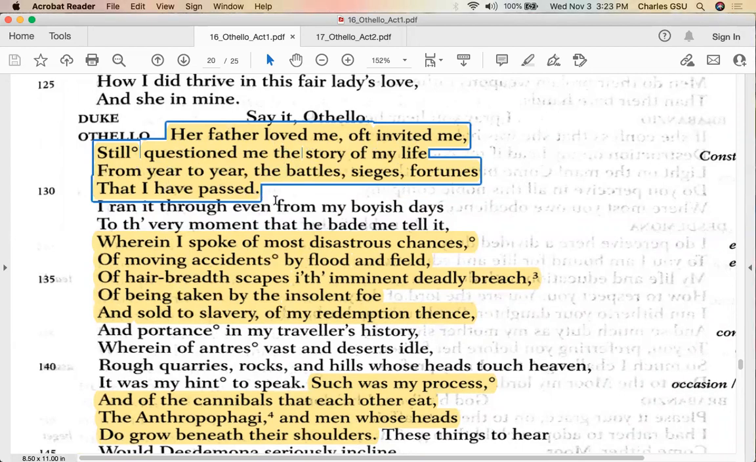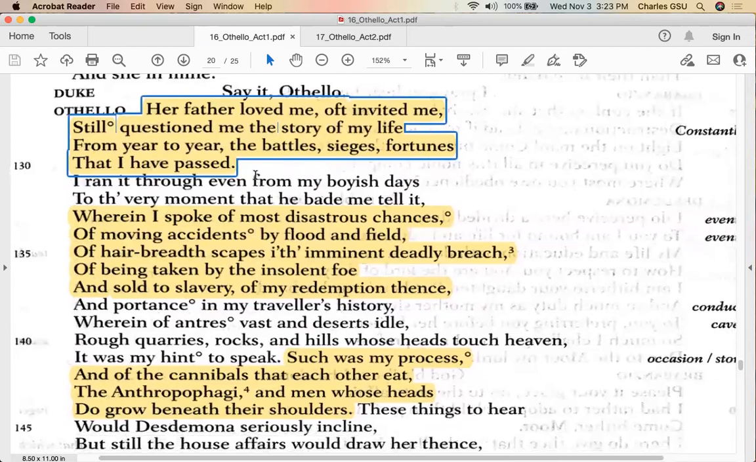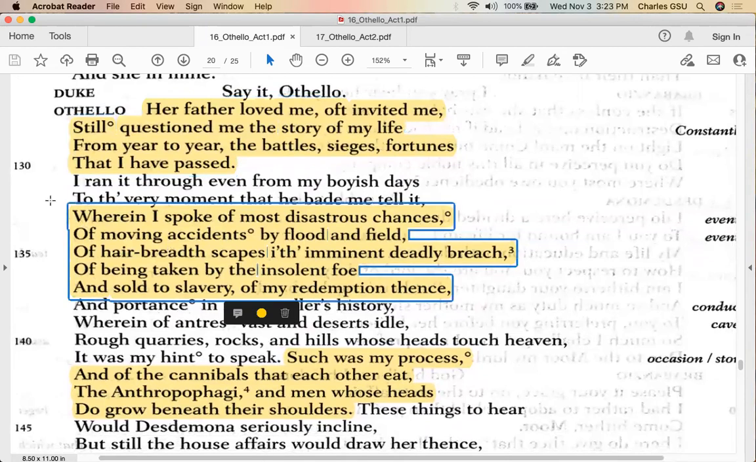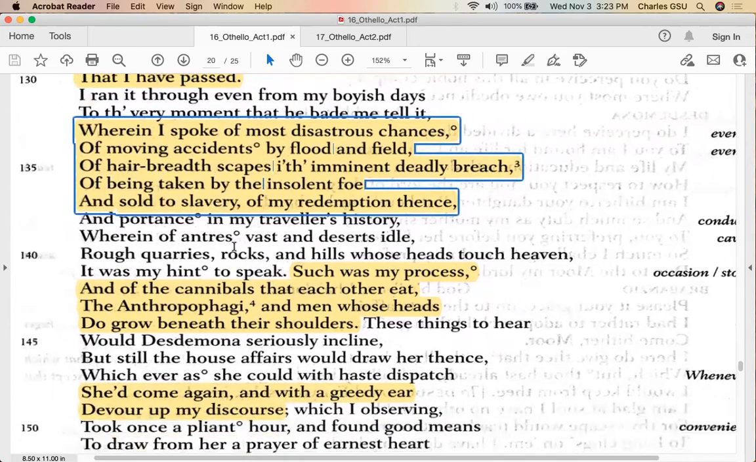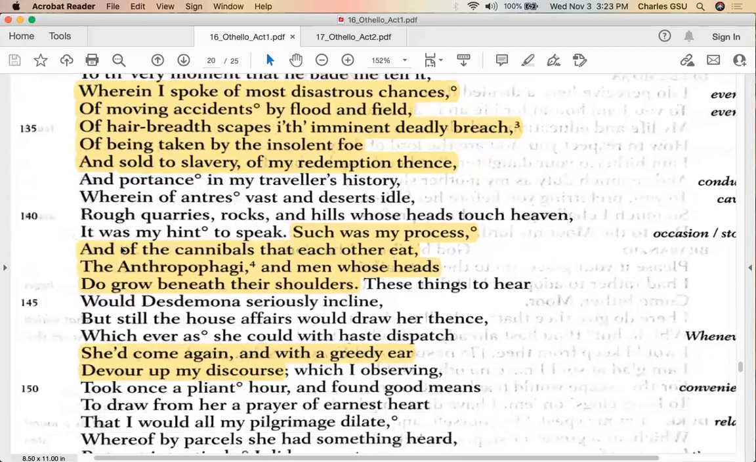In other words, Othello is in Brabantio's house quite often, and Desdemona's around the corner in the next room, and she hears all of these stories about his fantastic feats of disastrous chance, of moving accidents by flood and field, of hairbreadth escape in the imminent deadly breach, right? Of being taken by the insolent foe and sold to slavery, of our redemption thence, right? For a young woman who's never traveled anywhere, to hear about these exploits is just kind of fantastic. And she's just enthralled with his story, right?